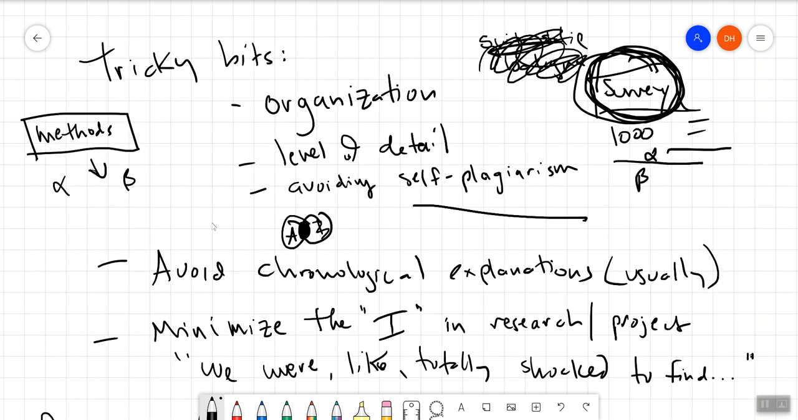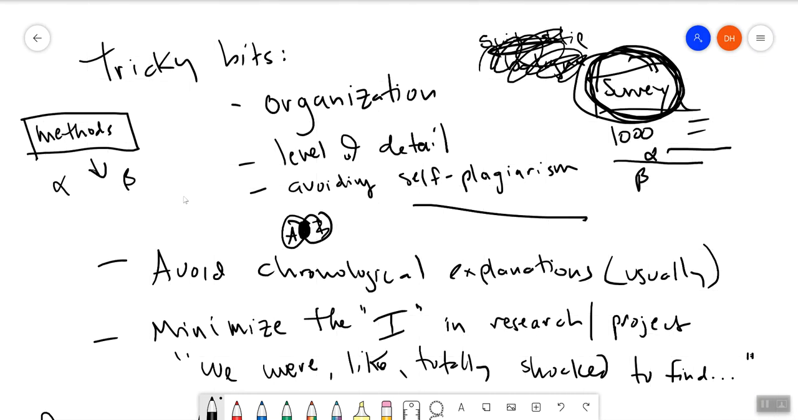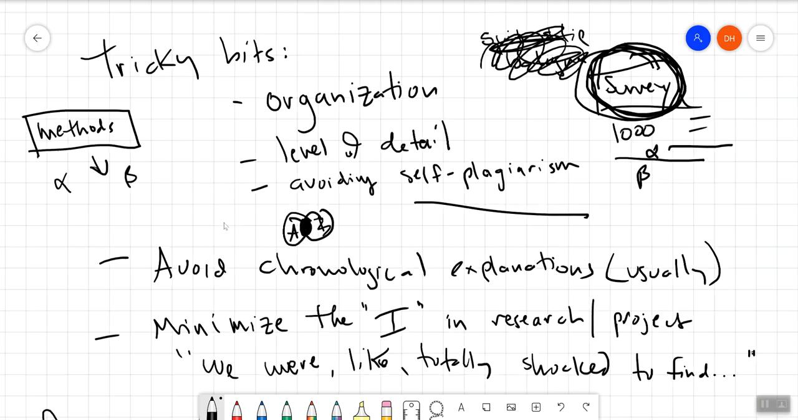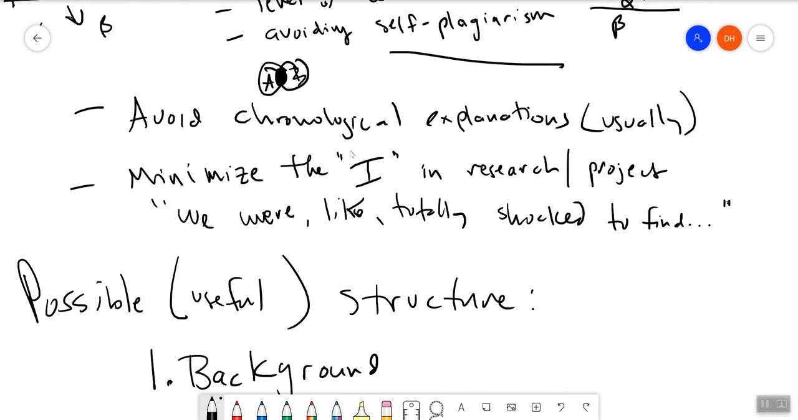One thing you want to do at the organizational level of the methods section is to avoid chronological explanations usually. Okay, it can feel kind of clunky in a methods section because, like I said, you're not telling a story so much as trying to give the reader all the details of the experiment and research that you've done.